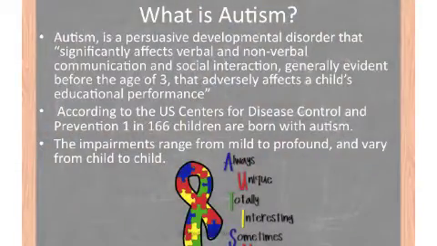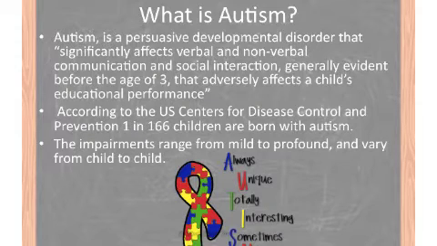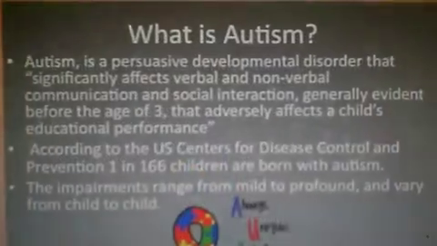So what is autism? Autism is a disorder that significantly affects verbal and nonverbal communication and social interaction. It is generally evident before the age of 3, and it adversely affects a child's educational performance. According to the U.S. Center for Disease Control and Prevention, 1 in 166 children are born with autism. The impairments range from mild to profound and vary from child to child.